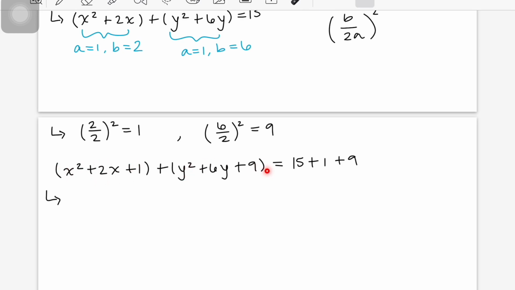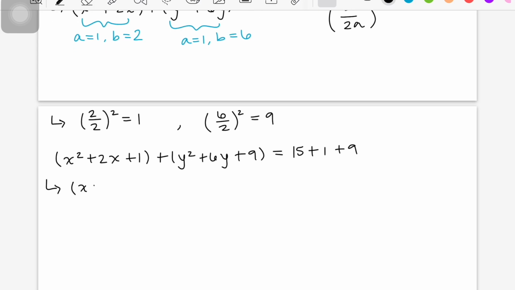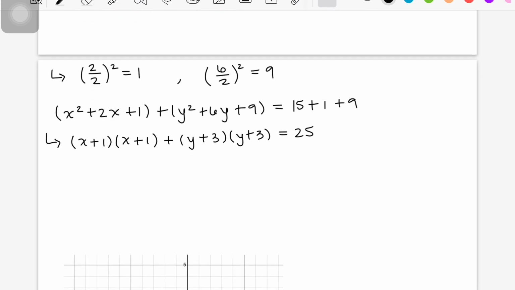Next thing we want to do is factor both of these guys. So this one, we'll get x plus 1 times x plus 1. And for this one, we're going to need two numbers that multiply to 9 and add to 6. All right, and on the right-hand side, adding these guys together, we'll get 25. All right, and the last step is we're going to just write these as the square of a binomial. And we also know that 5 squared is 25, so this tells us that our radius is going to be 5.